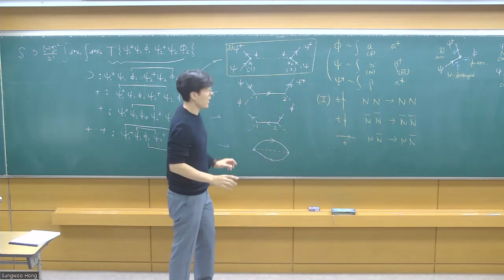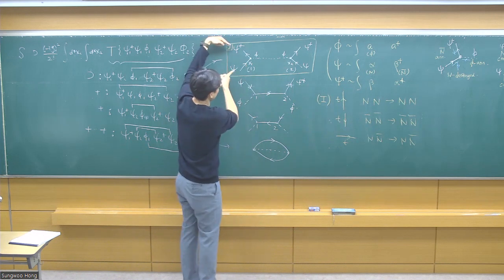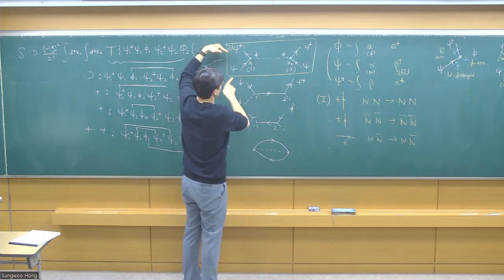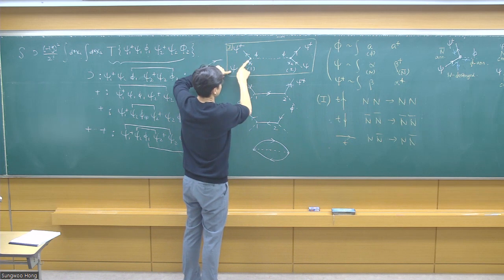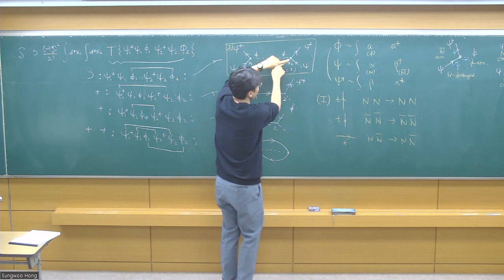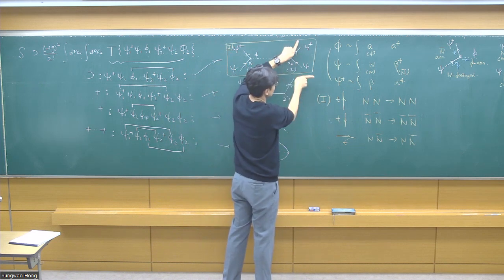You got it? Okay, now finally, let's do this. If I go to that, because time goes that way, in this case, psi is n, this is n bar. Yeah? And then converted into phi, this is now n, this is n bar.